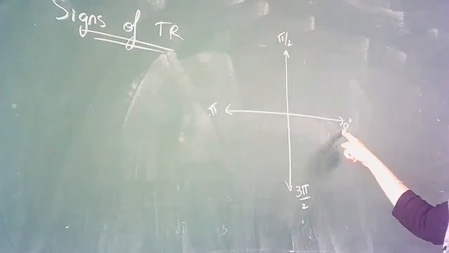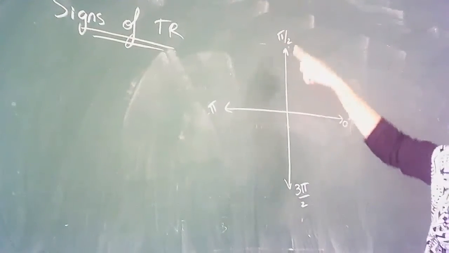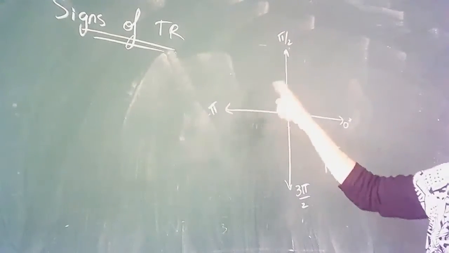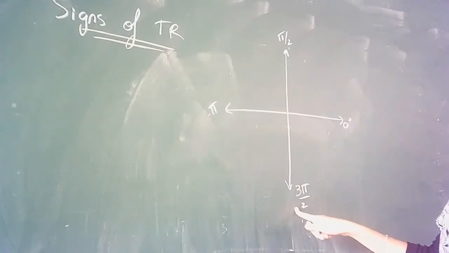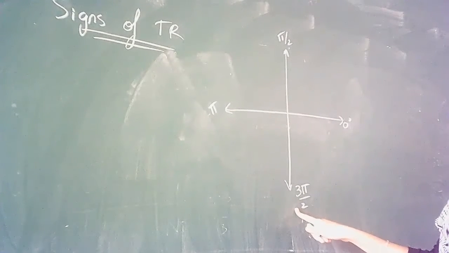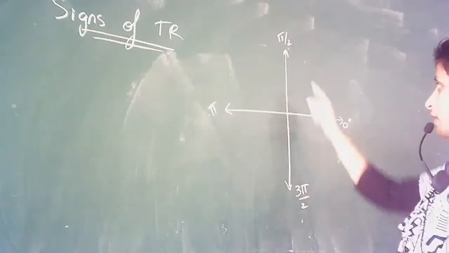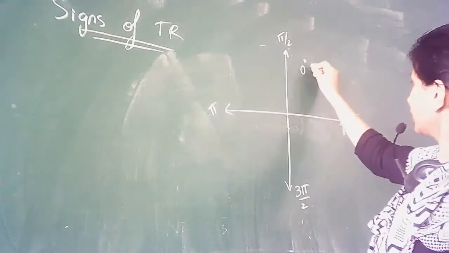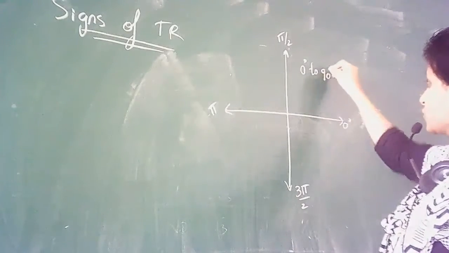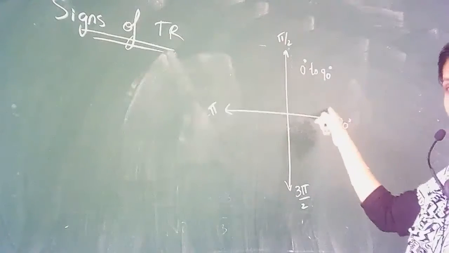This is 0. This is pi by 2, that is 90. This is next pi, that is 180. And this is 3 pi by 2, 270. Do you all remember this? So this 0 degree to 90 degree is the first one. This whole thing is the first one.